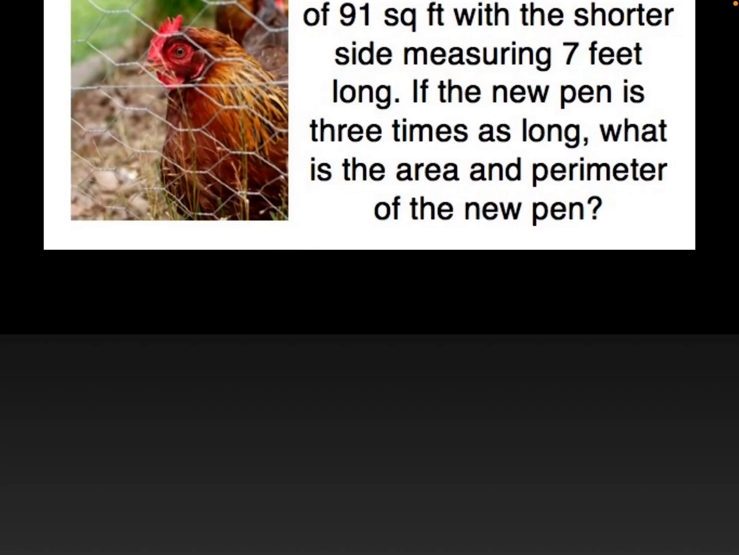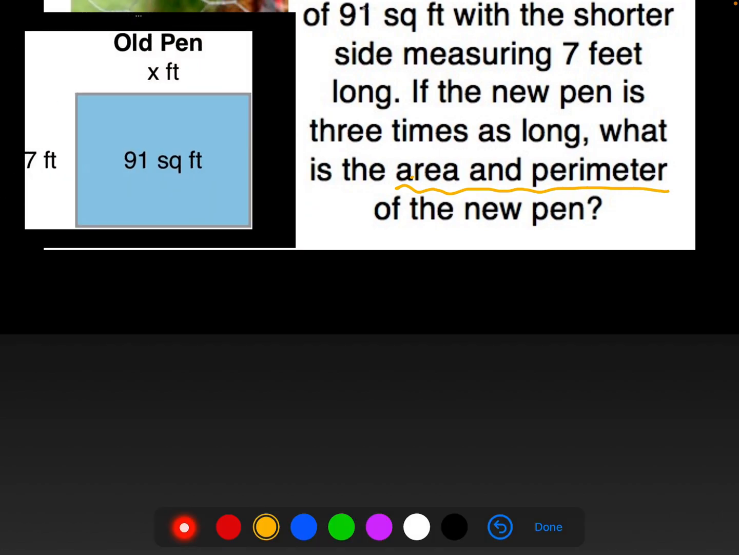All right, let's take a look at this. We did know a couple of things on this one already. And remember, we're solving both the area and the perimeter, so we've got to find both. But it's also going to be 3 times as long. All right, so we knew that it was 91 square feet and that one side was 7.